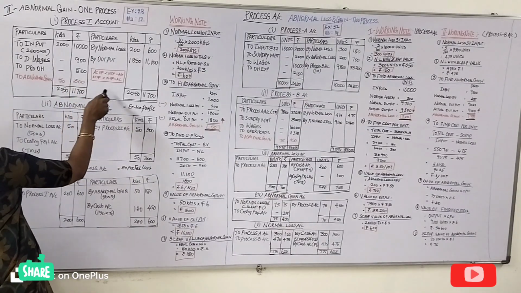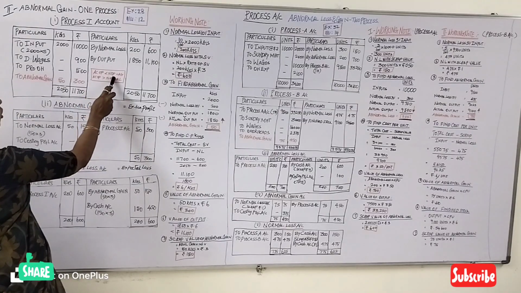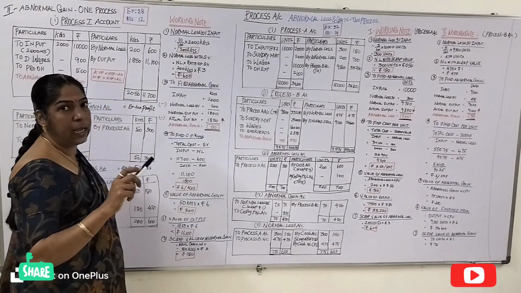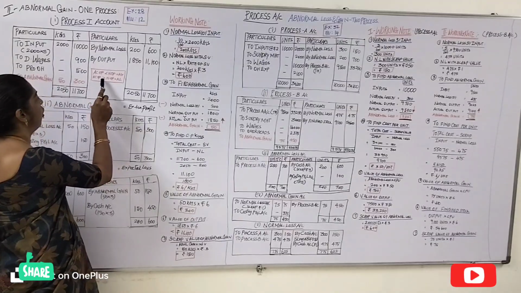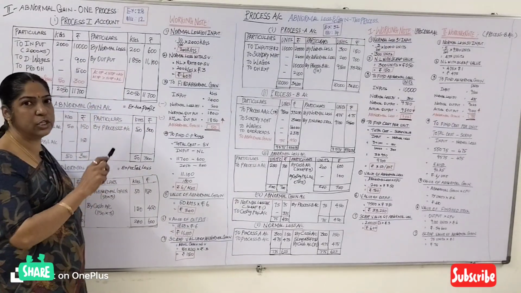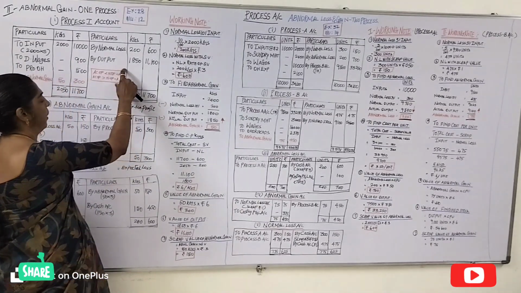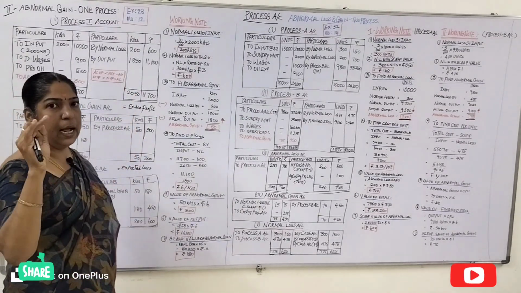Okay, then find out the total. Listen here, I have written that if the actual output is greater than the normal output, you get abnormal gain. If the actual output is lesser than the normal output, what is it called? It is denoted as abnormal loss. Okay, this is the important format to find out the abnormal gain and the abnormal loss.